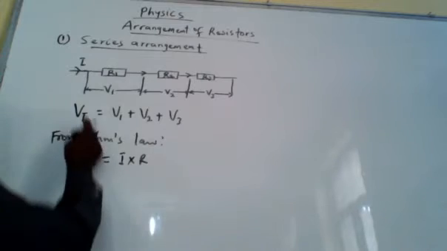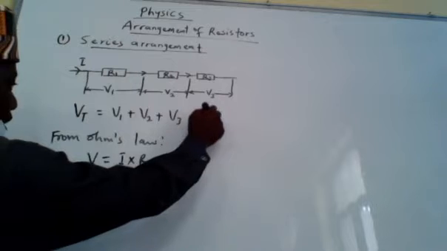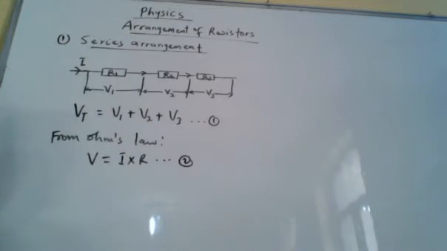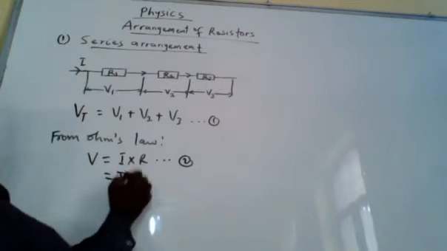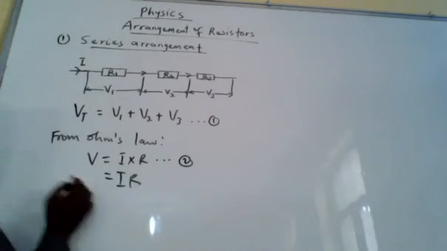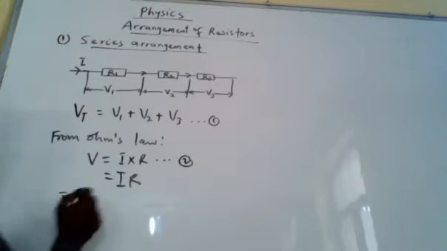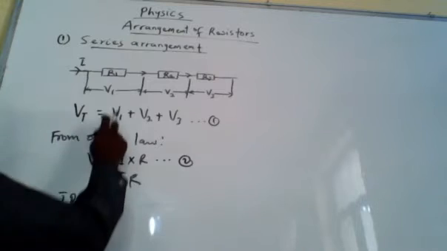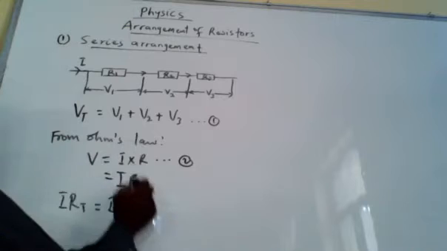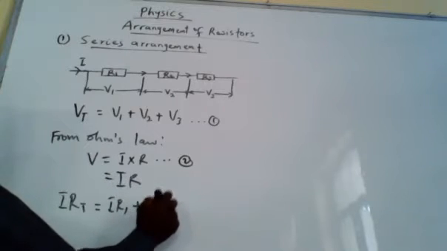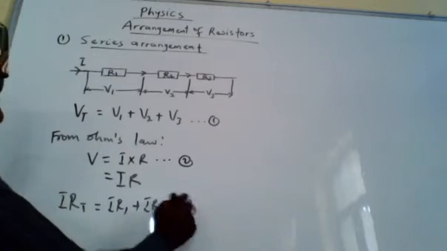Now, if you bring this into this equation, let me call this equation 2. We bring it into equation 1. What are we going to be getting? We're having this V, so this is IR, okay? So we're having my V total to be IR total, equals V1 which will be IR1, plus V2 which will be IR2, plus V3 which is going to be IR3.